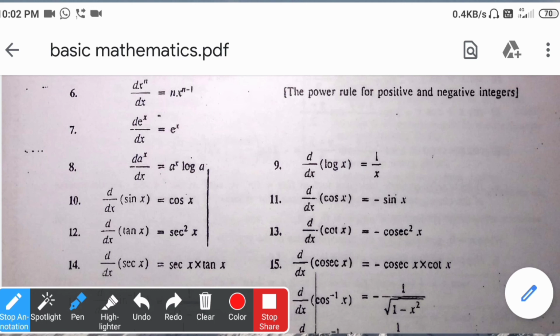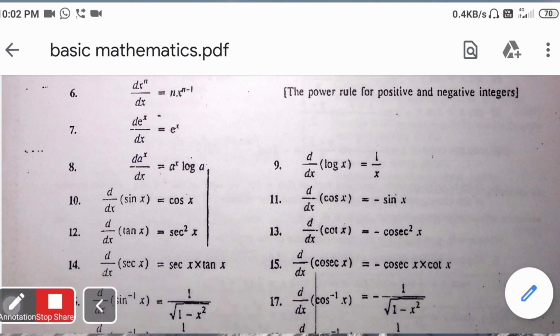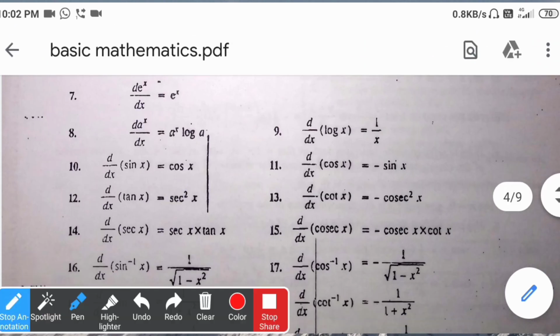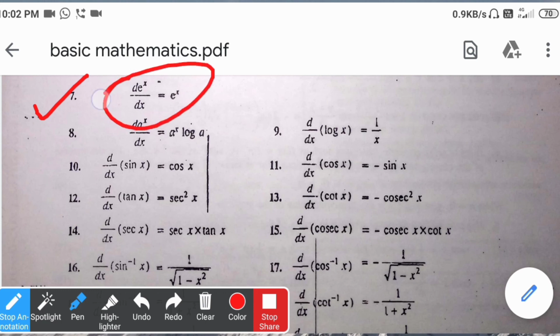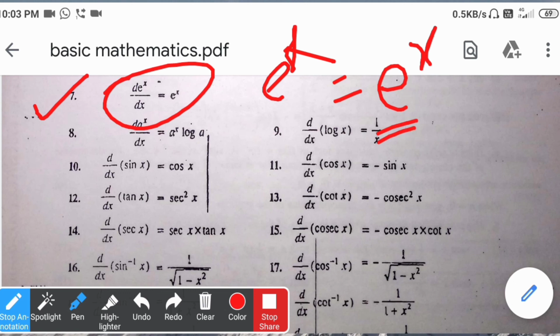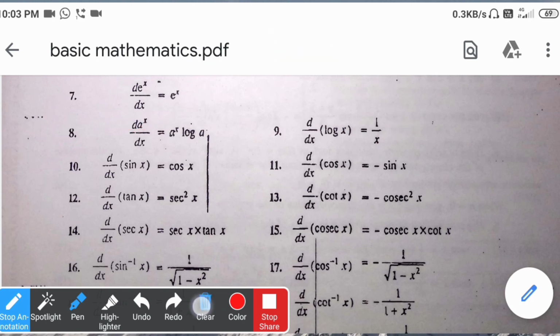And one important thing is there. This function is the exponential function. So the derivative of the exponential function e raised to x is again the same function, e raised to x. Okay, same function, and this formula is the same for differentiation as well as integration.